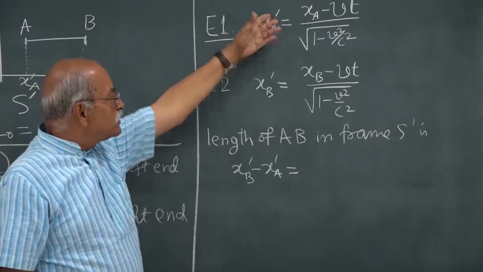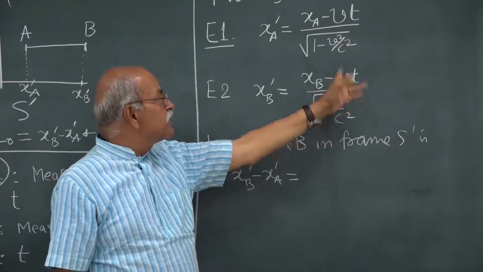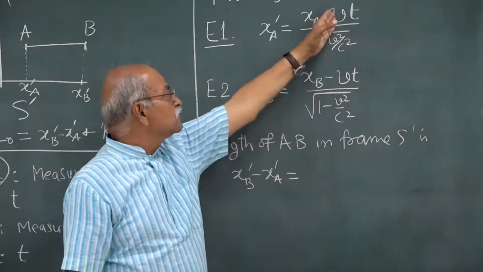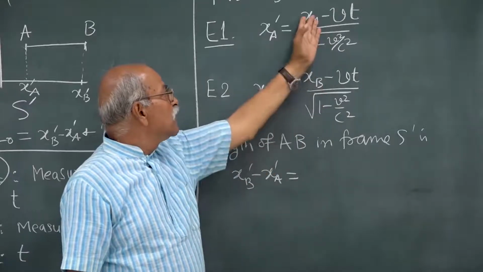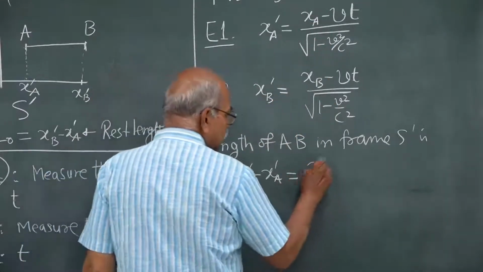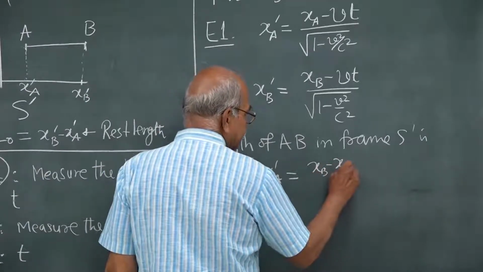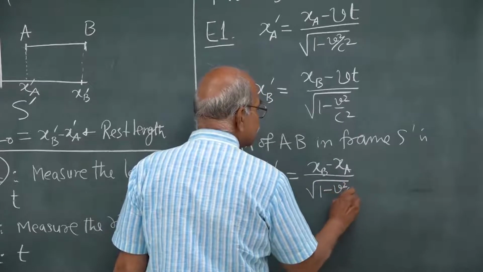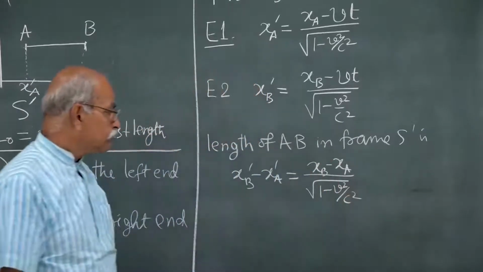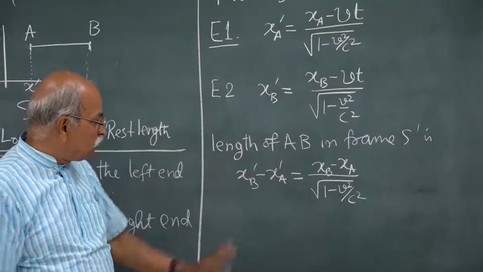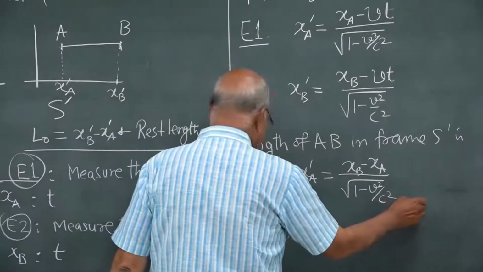So, when you subtract, this vt is the same here, vt is the same here, and therefore, when you subtract this will cancel out and you will get xb minus xa and then divided by this. So, this is equal to xb minus xa and then divided by square root of 1 minus v square by c square. Why is this a length? Let us look at the time also. Let us do the transformation equation for time also.